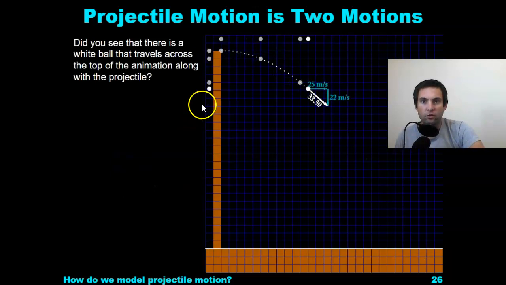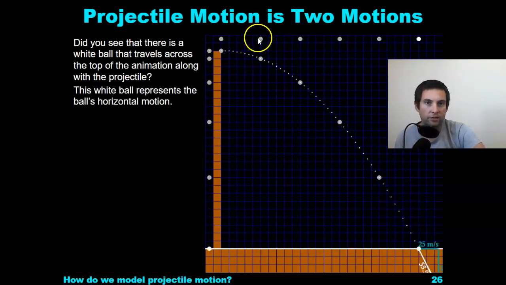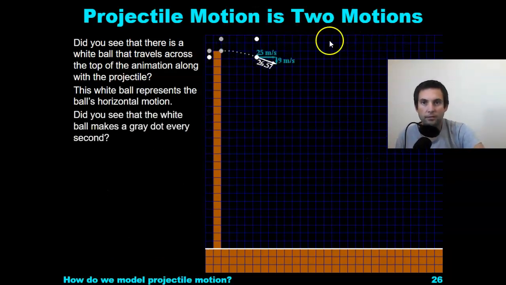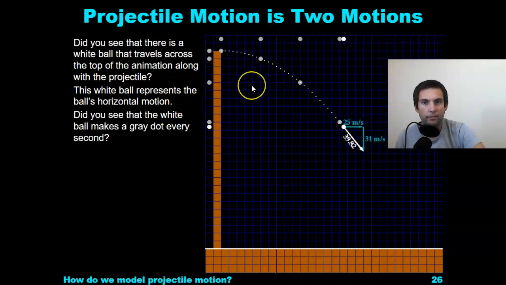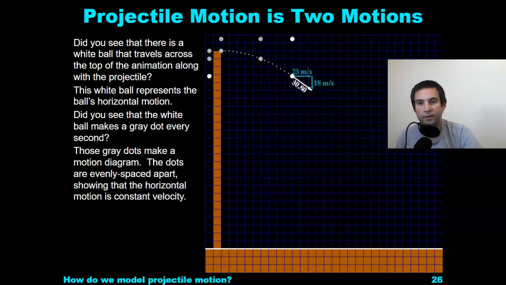There's a white ball that goes across the top with the projectile. This white ball is the horizontal motion. See how it's constant velocity. The white ball makes a gray dot every second. So those dots make a motion diagram. The dots are evenly spaced apart, showing that the horizontal motion is a constant velocity.